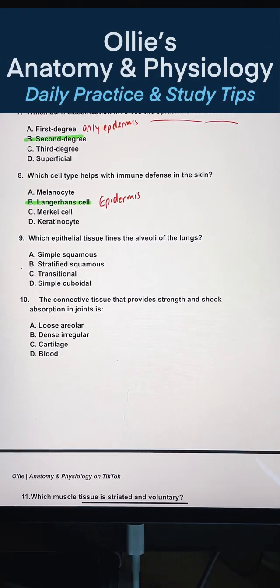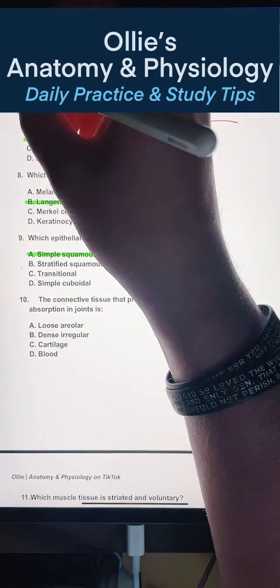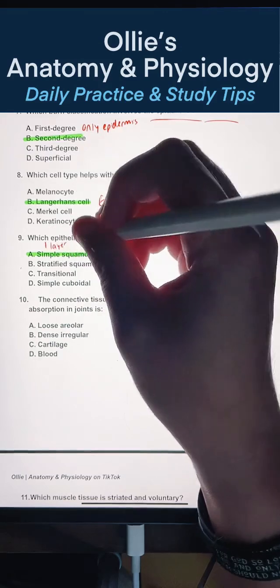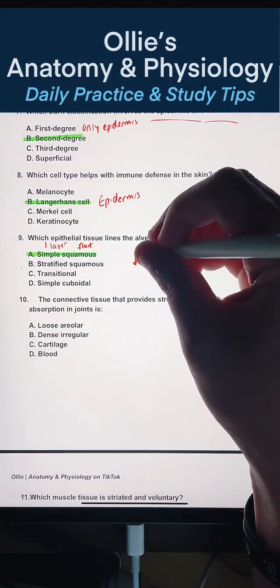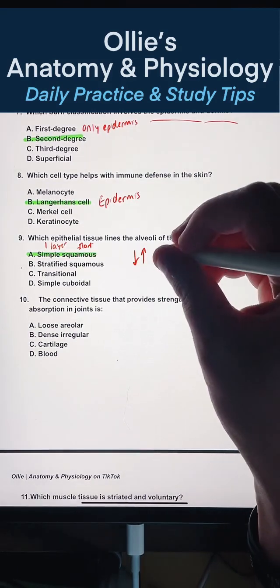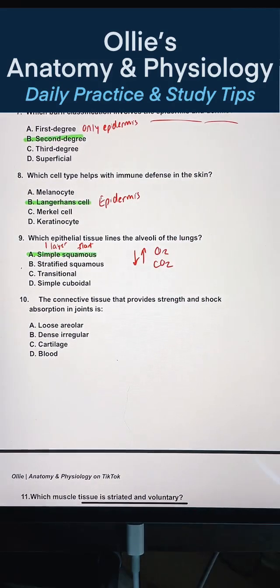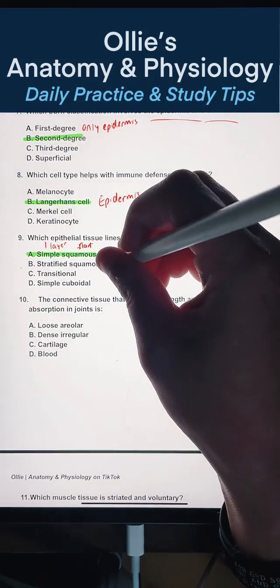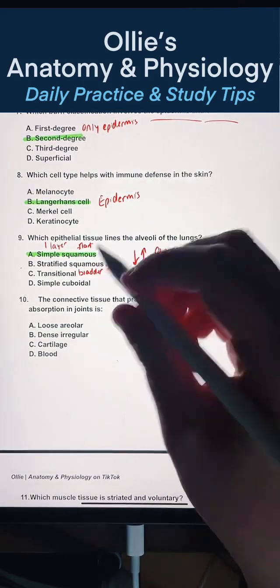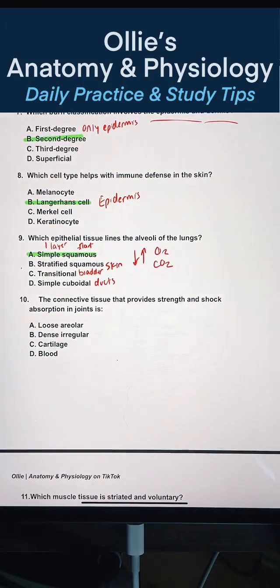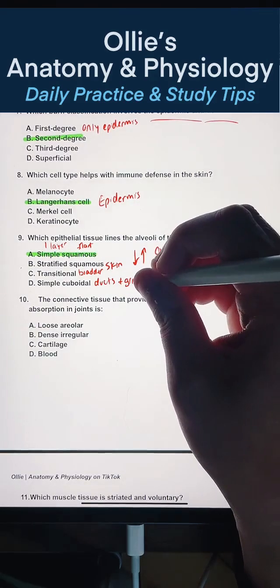But number 9, the answer is A, simple squamous. Remember that simple means one layer and squamous means flat. So remember that structure always relates to function. If it's thin, if it's one layer, if it's flat, that is going to be great for diffusion of nutrients, waste, oxygen, carbon dioxide, and such. Stratified squamous is what you would see in the skin. Transitional would be what you would see in your bladder, and simple cuboidal are mostly in your ducts or your glands.